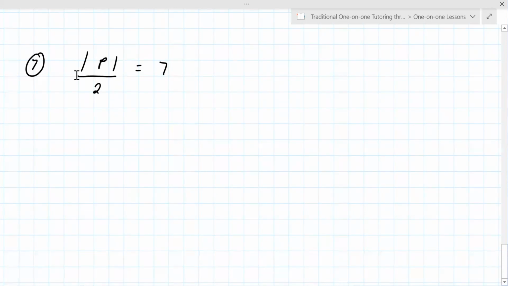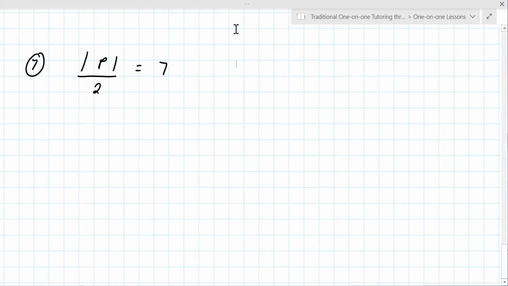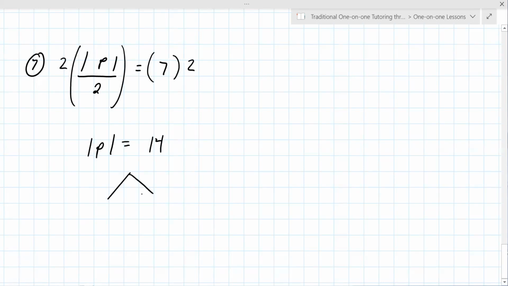Okay, so for that, for p over 2 equals 7, you should multiply both sides by 2. This is easy. It's p equals 14 and p equals -14. That's the answer. Perfect.